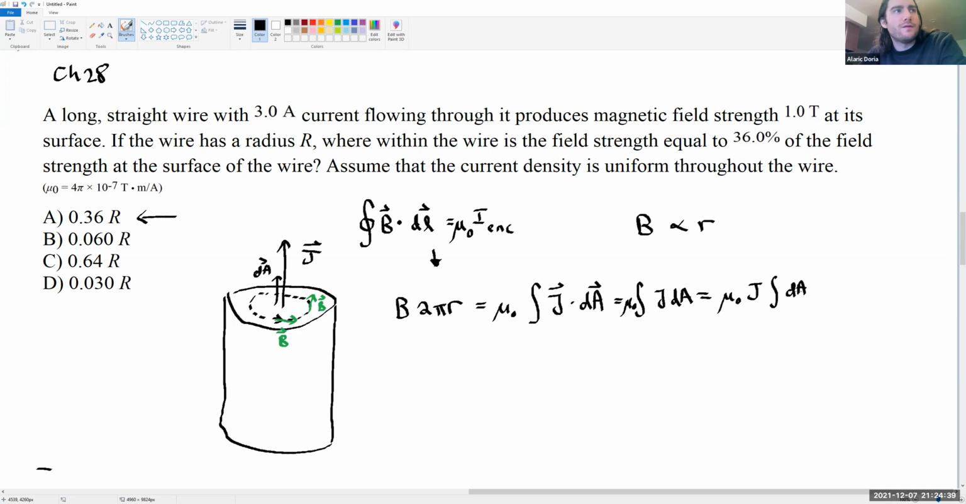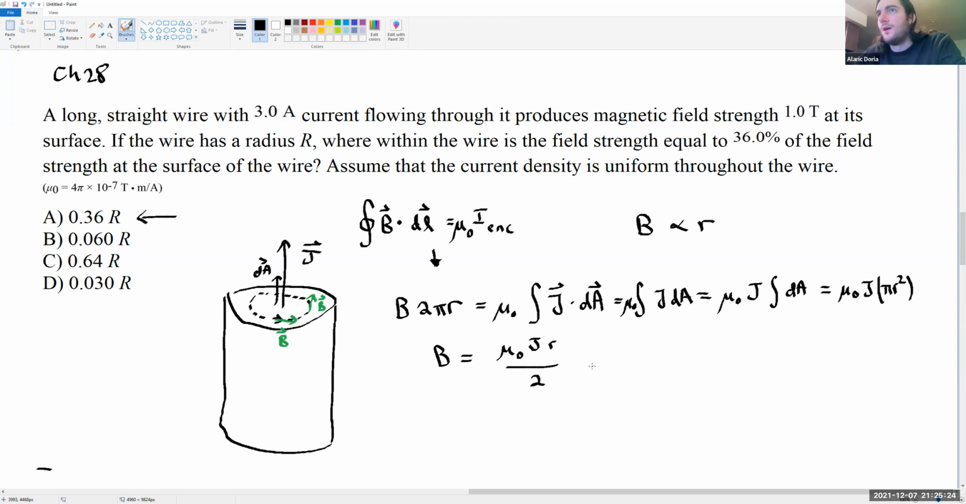And what is A for this circular path here? Well, it's just the area of the disk inside that circular path. So mu 0 J pi r squared for the area. And then we can see cancellation of 1 power of r, right? So if we move everything to the other side, B equals mu 0 J, pi's cancel, 1 power of r cancels, and we're left with a 2 in the denominator. So linear with respect to r, right? So mu 0 J r over 2.